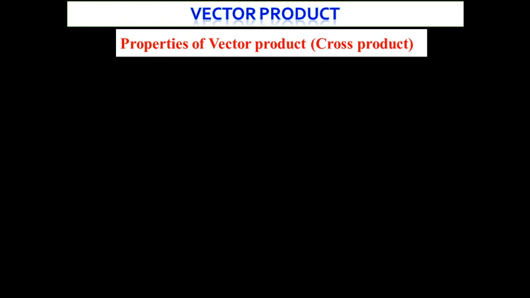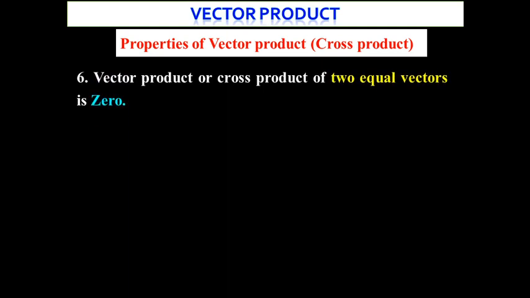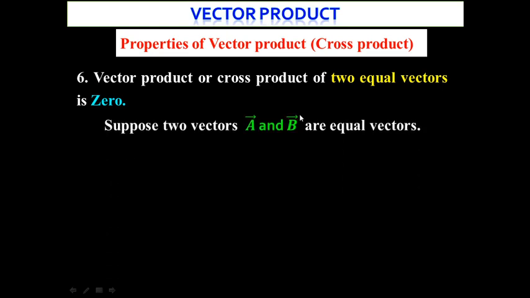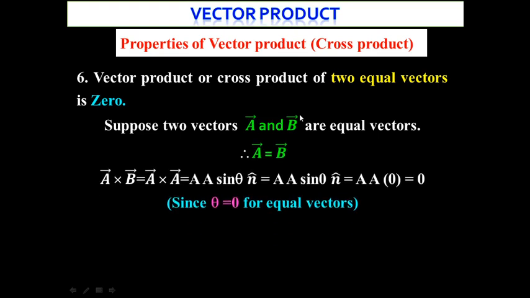Suppose two vectors are equal, what will be their cross product? If two vectors are equal, then their vector product will be 0. Suppose vectors a and b are equal vectors, so vector a equals vector b. In place of b, we can write a. So a cross b is nothing but a cross a.